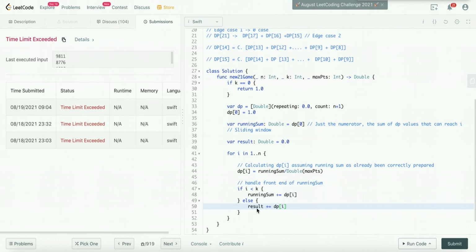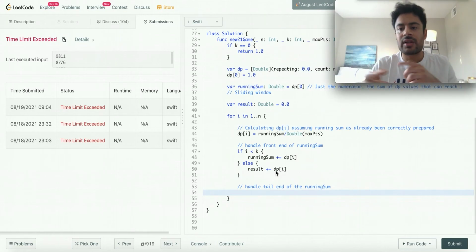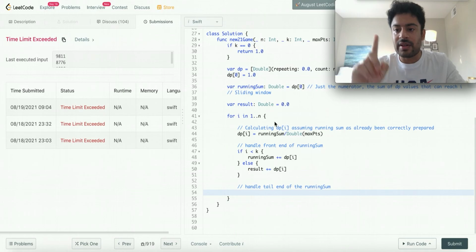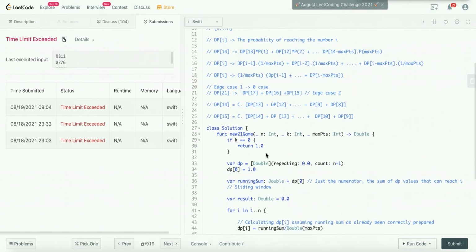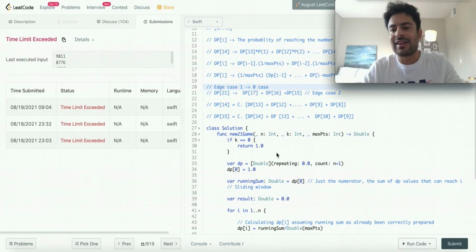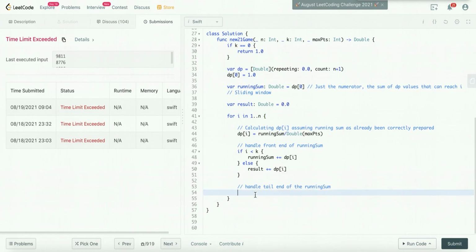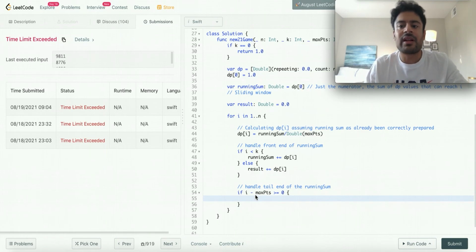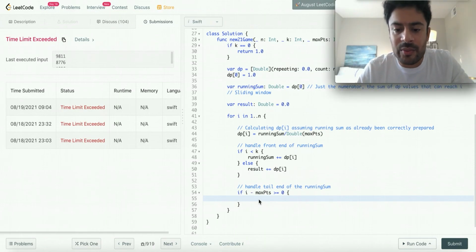Cool. And now we'll handle the tail end of the running sum. This is where we'll also consider the first edge case, the zero end edge case, right? I haven't added an example there, but I hope you remember. If I minus max points is greater than or equal to 0, right? We can only add dp values which are at 0 or greater than 0. We can't have dp values of i's which are less than 0. That makes no sense. Just handling that. This is the first edge case that I told you about, the zero end edge case.